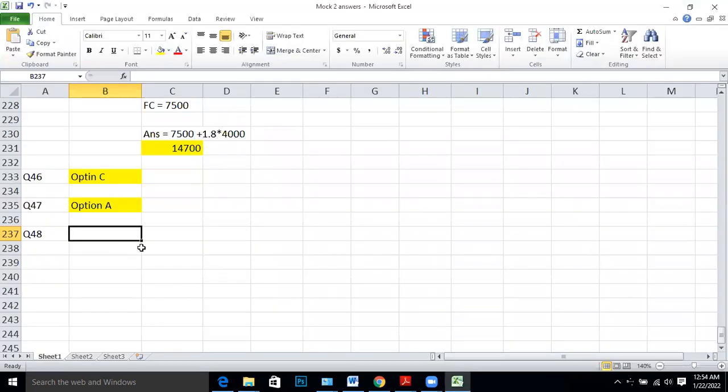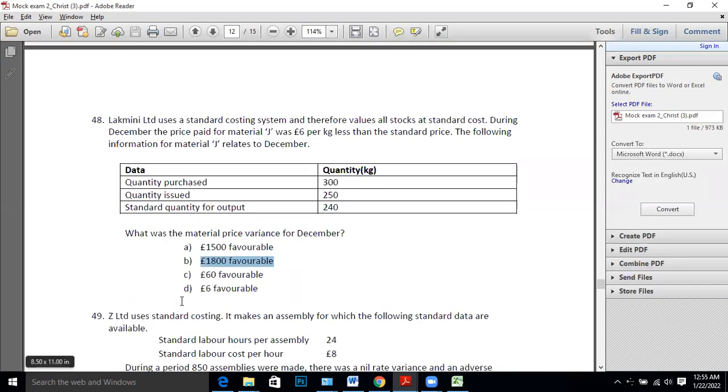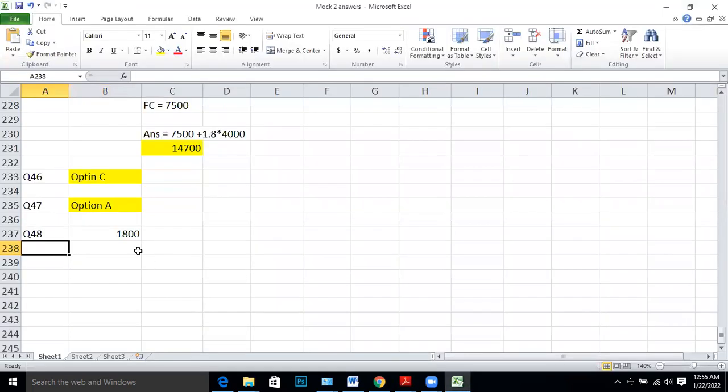How do you get that? 300 kilograms, each 6, 1,800 favorable. What's the option name? Option B. Question 49.